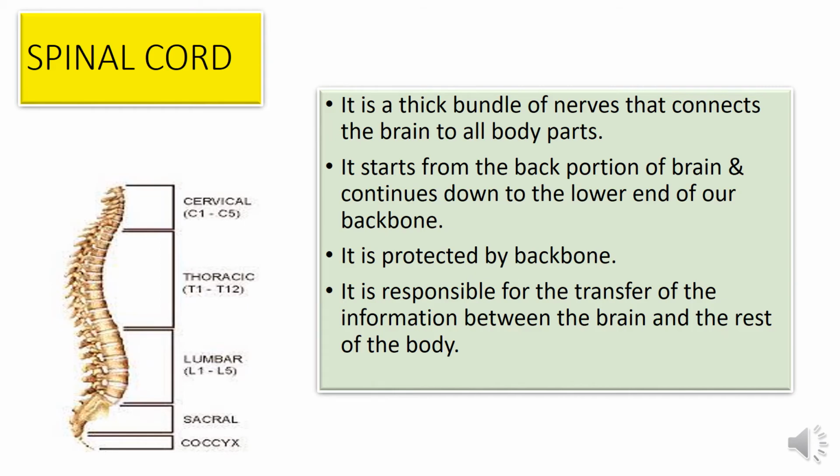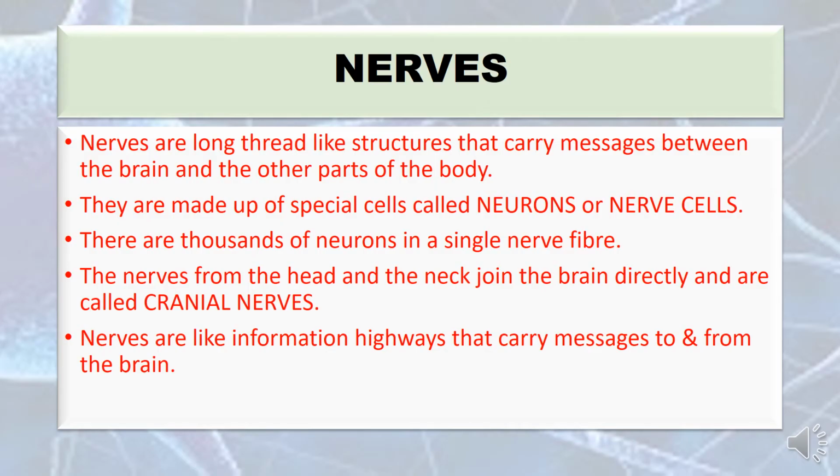Fine. Next part is nerves. Now, what is the function of nerves? Nerves are the long thread-like structures that carry messages between the brain and the other body parts. Very, very important. What is the function of nerves? That it carries the messages, what the brain wants to say to other body parts, because brain cannot move from one place to another, right? So brain sends the messages to all body parts, and who carries that? Nerves.